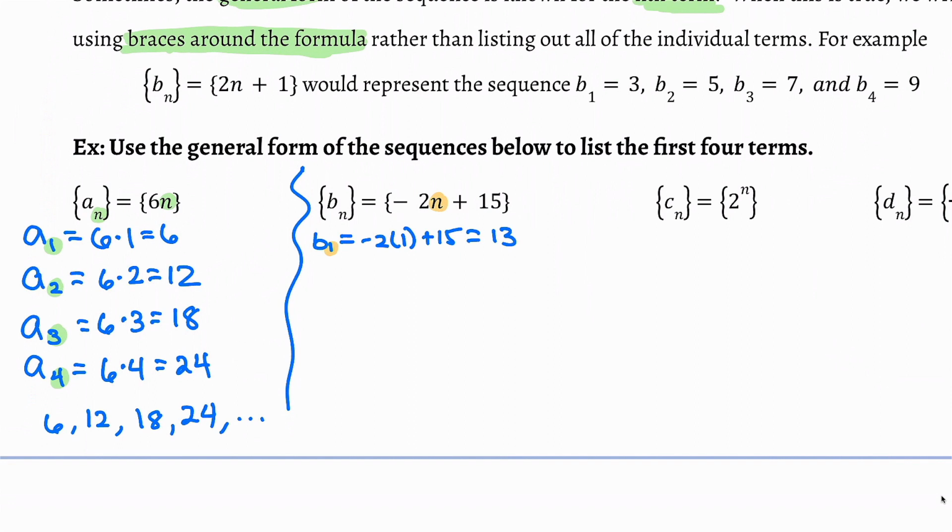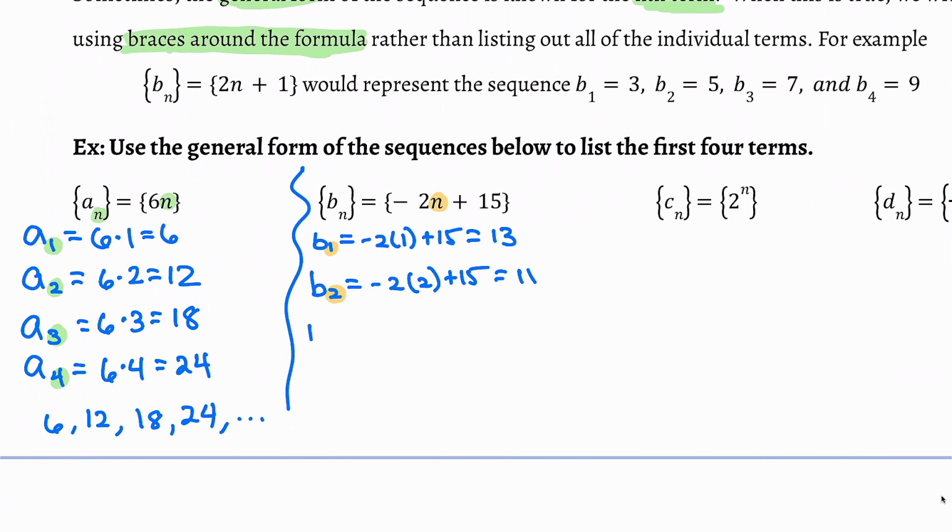Let's take a look at b sub 2. My second term, anywhere I see an n, now my n is 2, so I'm going to write negative 2 times, there's my n, I'm going to replace it with the number 2 plus 15. Negative 2 times 2 is negative 4, negative 4 plus 15 is 11.